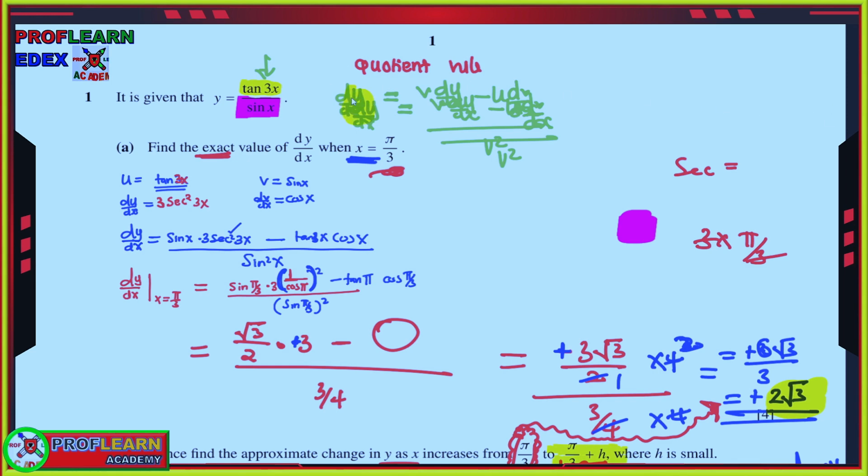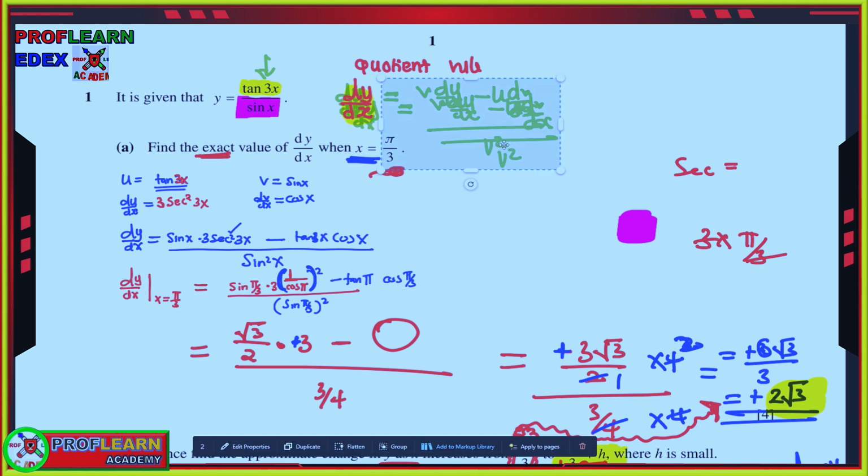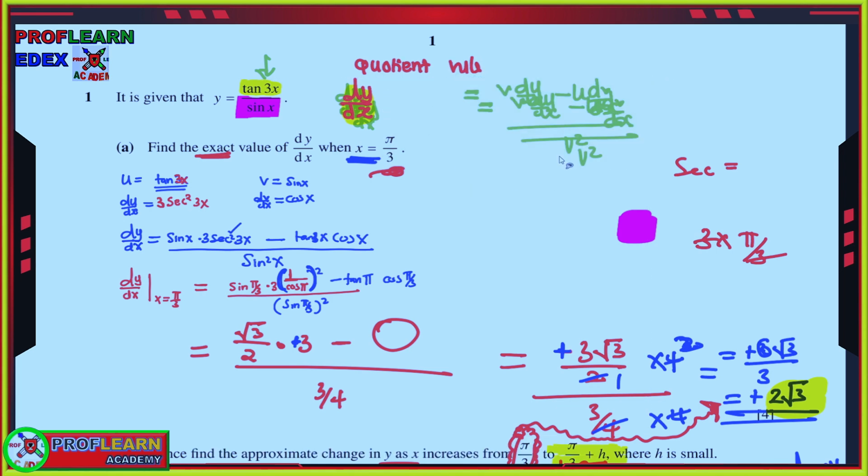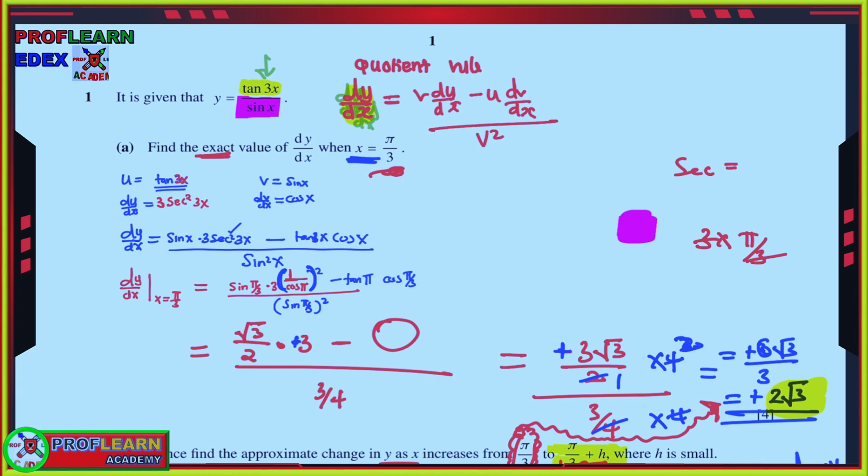Remember, we are finding what? dy dx when two functions are divided. So it means our answer is going to be, let me just erase this so that we can see what's written here. dy dx is going to be v du dx minus u dv dx, divided by v squared. This is now the quotient rule that you are going to apply.